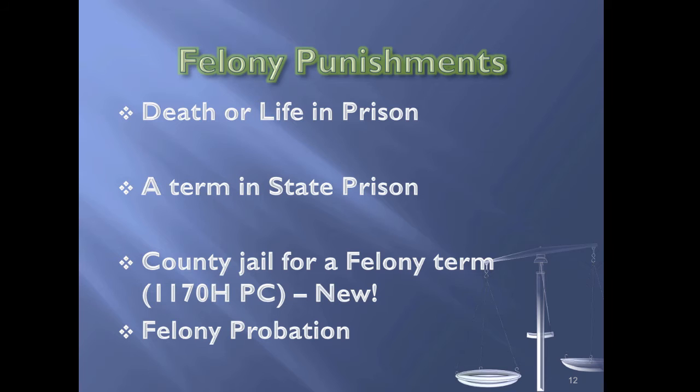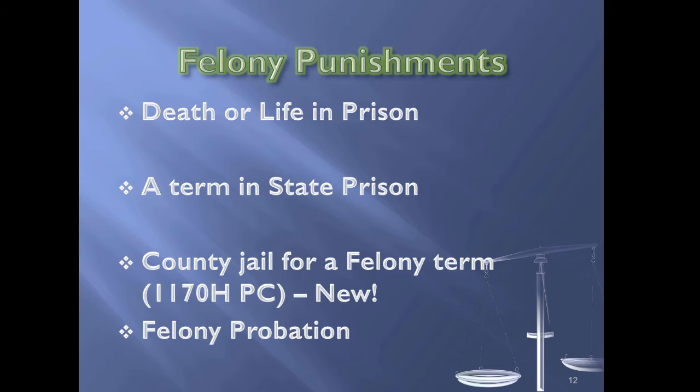Here they are again, as I mentioned, felony punishments: death or life in prison, or a term in the state prison. That could be 2 years. It could be life, all the way up to life. Or a term in county jail, I should say a felony term, and that's the 1170(h). That's new, and that has to do with prison realignment.